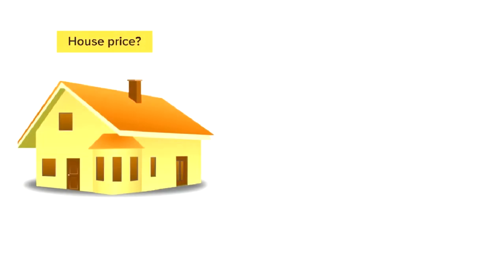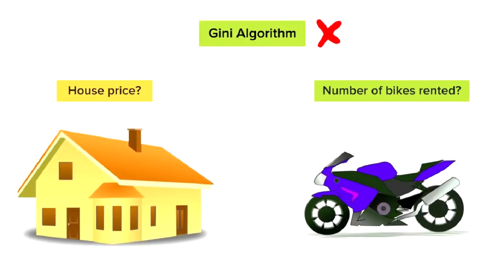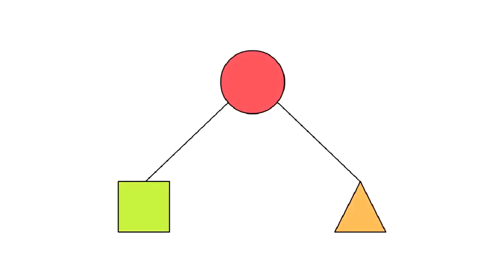Another property of Gini is that it works only in those scenarios where we have categorical targets. It does not work with continuous targets. Like, if you want to predict the house price or the number of bikes rented, then Gini is not the right algorithm. Another important property of Gini is that it only performs binary splits, either yes or no, success or failure, and so on. So, it will only split a node into 2 subnodes. So, these were the properties of Gini impurity.